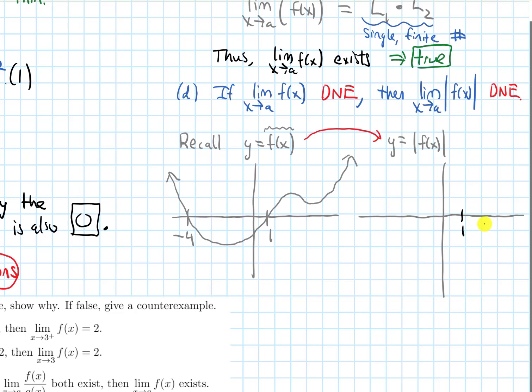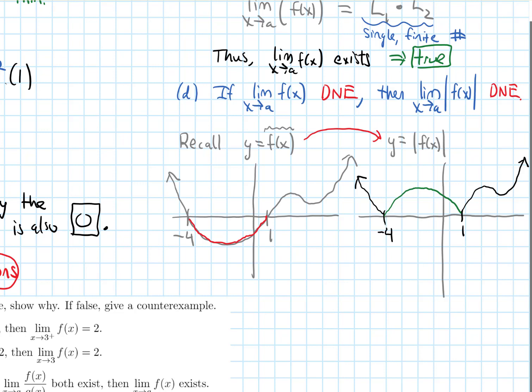So from 1 onwards, the y values are all non-negative, so those will all look the same. And from before -4, all the y values are non-negative, so those stay the same. But any y value that is negative, which is this part of the graph, the absolute value is going to make positive, and that flips them above the x-axis. So that part of the graph will look like this. That's what putting an absolute value on a function does to its graph. It flips the parts that are below the x-axis up above it.